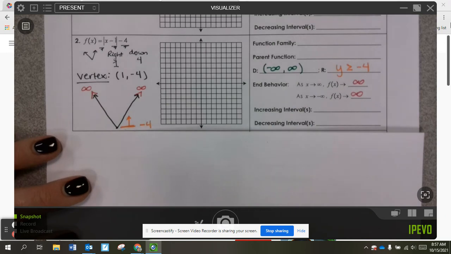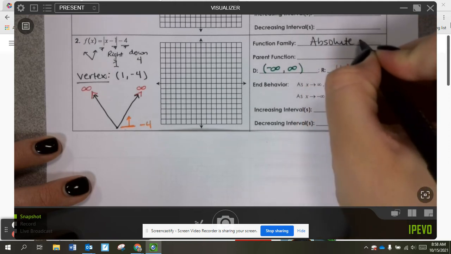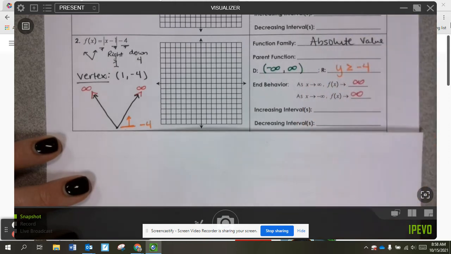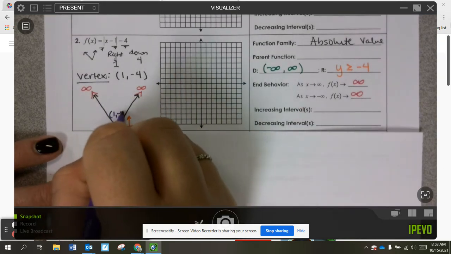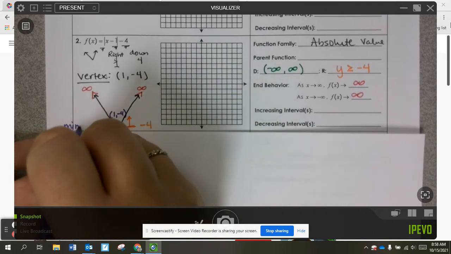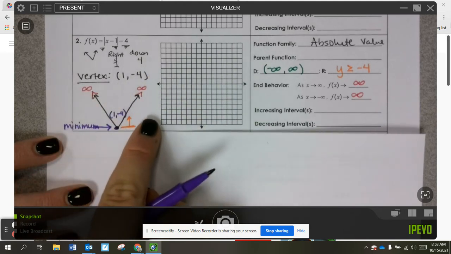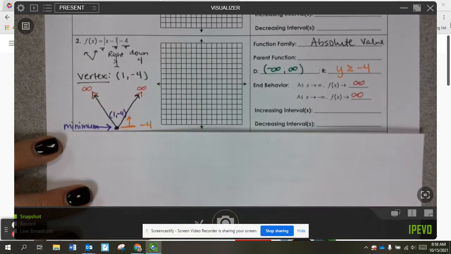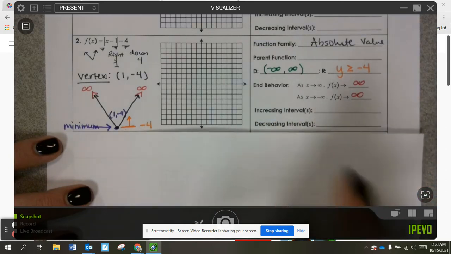The other thing I know about this absolute value function is the maximum or minimum. You see, we know our vertex right here is 1, negative 4, which means we do have a minimum. Because it is pointing up, negative 4 is our minimum. We're also able to determine our increasing interval and our decreasing interval.